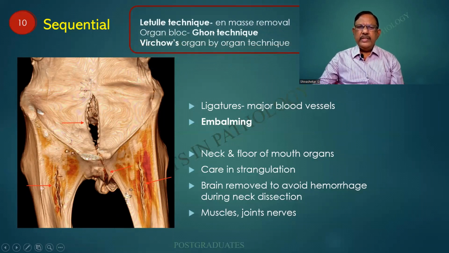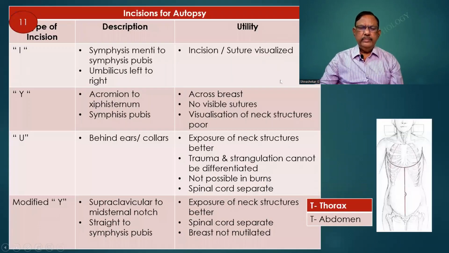These are again the various techniques of removing. This particular chart is a summary of the different types of incisions. In this, I have mentioned the I, Y, U, and the modified Y incisions, and the region that each is extending to. U, for example, starts behind the ears or the collar. And in each one, what is the advantage or the disadvantage?